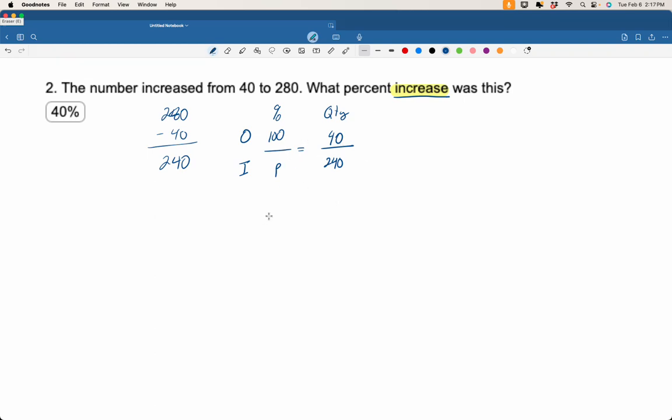So we're going to cross multiply. 40 times P is equal to 24,000. Divide both sides by 40. The percent is equal to 600. 600% is the correct answer. All right, let's look at the next one.